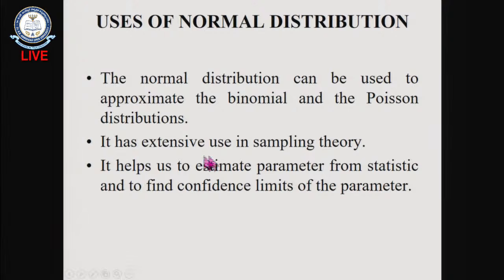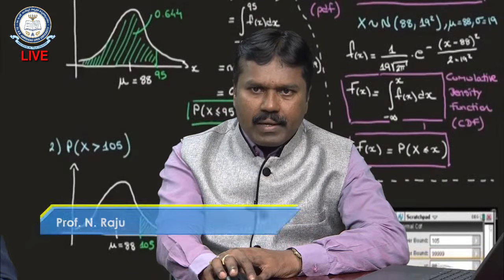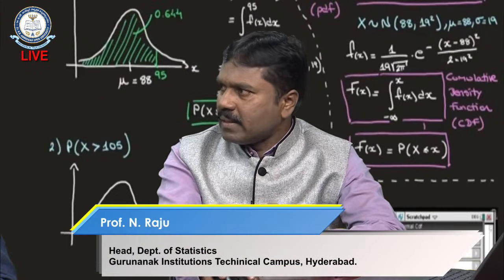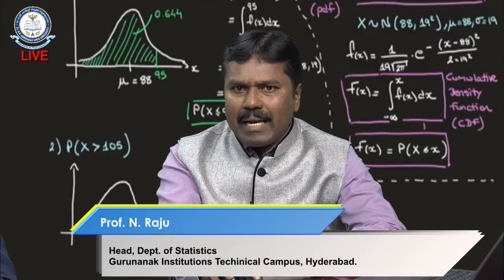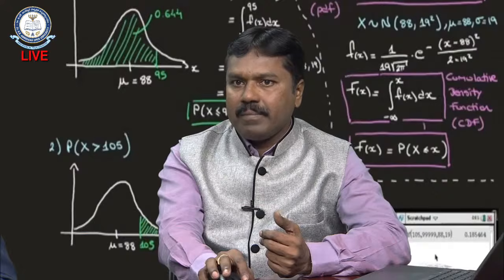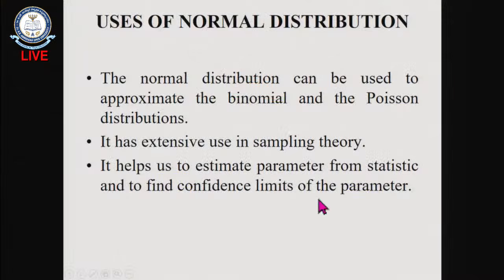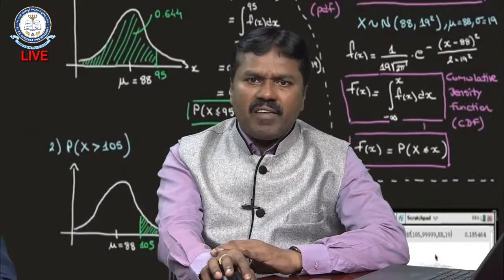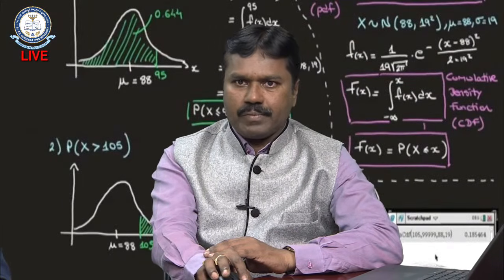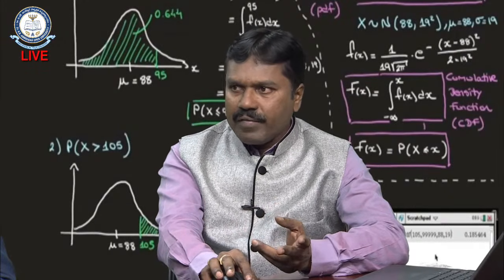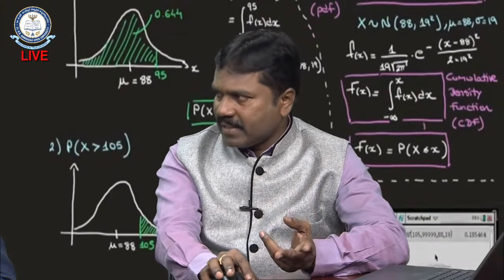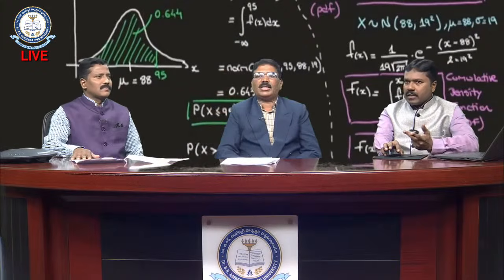It has extensive use in sampling theory, which Sampath sir already mentioned. Sigma limits are used from the quality control point of view, using the normal distribution concept. Next, it helps to estimate the parameter from the statistic and find the confidence limits of the parameter. This plays a vital role in the testing of hypothesis. If you know the parameter and statistic, then only can we identify the confidence limits, the level of confidence and data properties.